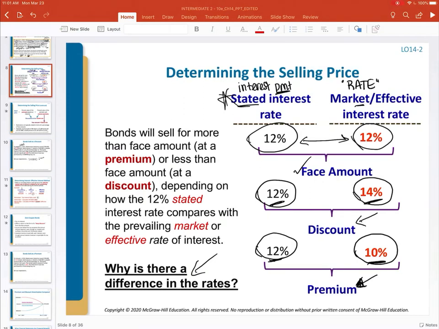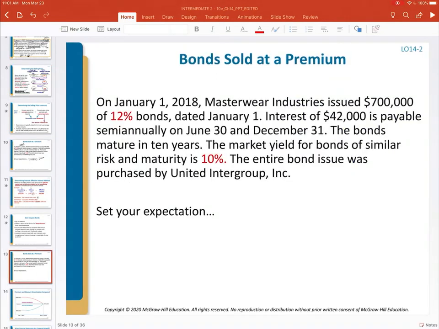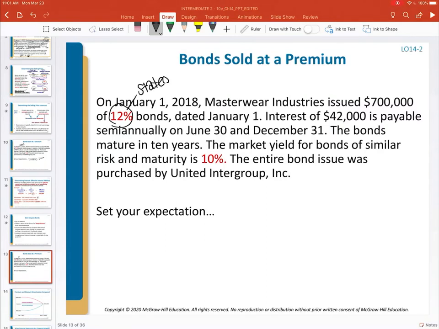So if I jump ahead to slide, I believe it's 13, we can see the details of that example. We again are going to be issuing bonds with a face amount of $700,000. Our stated interest rate, the stated rate that's included in the problem, is 12%. Again, this is the face amount or the future value. Bonds are paying interest semi-annually. They mature in 10 years. And then for bonds of similar risk and maturity, the market rate is 10%.